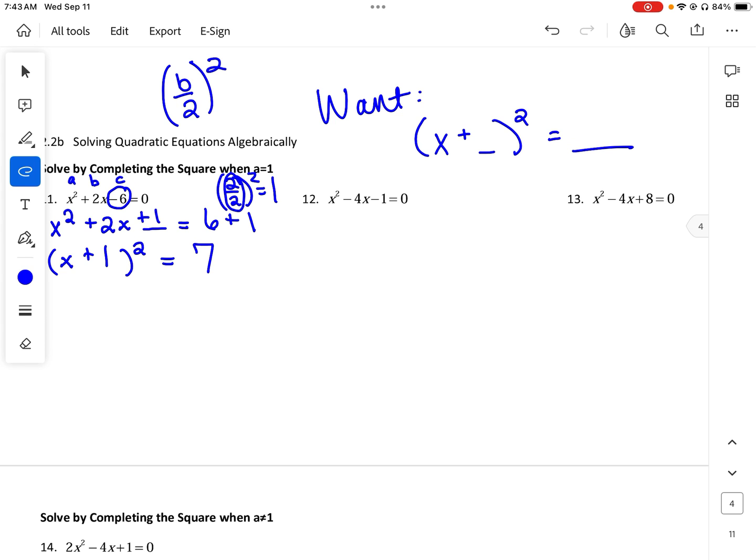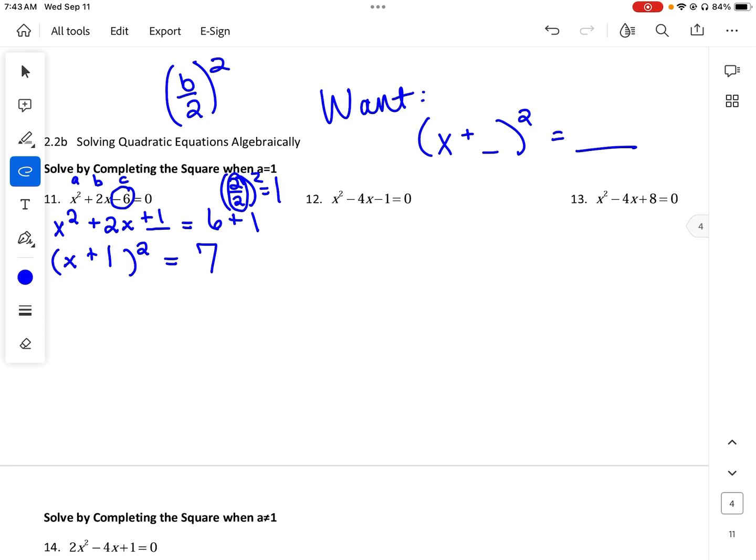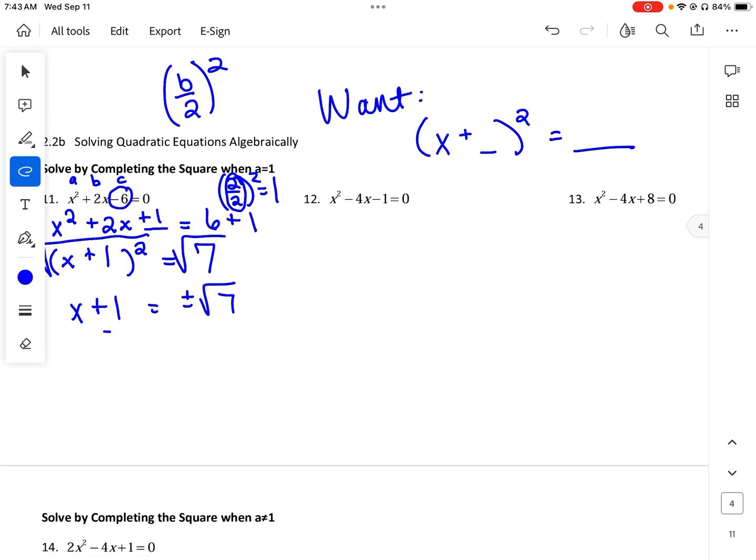Now I'm going to take the square root on both sides. And so I'm going to have x plus 1 equals plus or minus square root of 7. And then I want to solve it because I want to find all the x values, all the solutions. So I get x equals negative 1 plus or minus square root of 7.